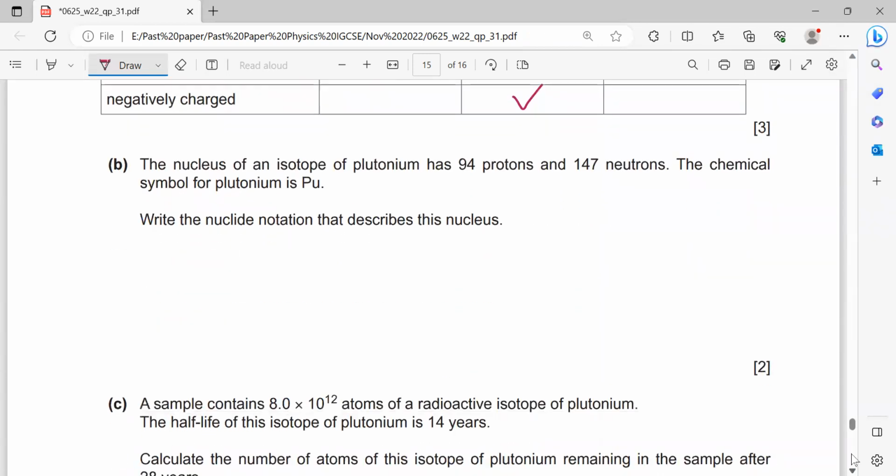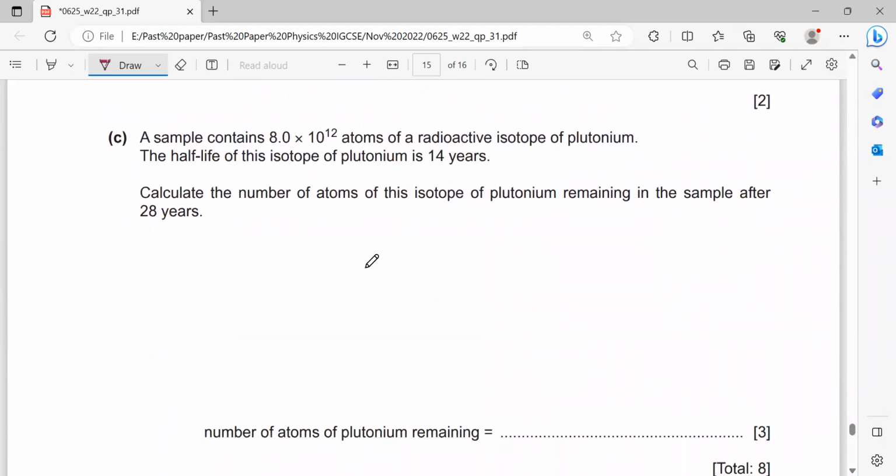The nucleus of an isotope of plutonium has 94 protons and 147 neutrons. The chemical symbol for plutonium is Pu. Write the nuclide notation that describes this nucleus. It means Pu, with 94 here, and 147 here.